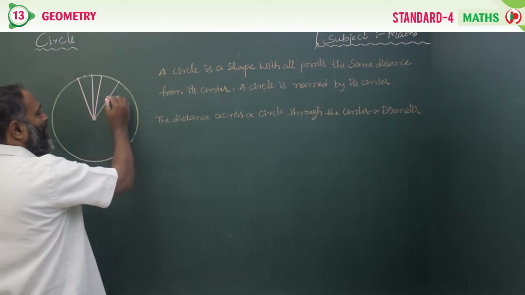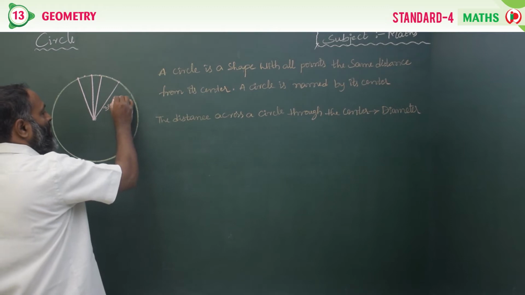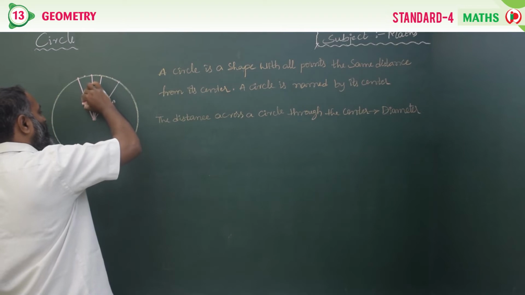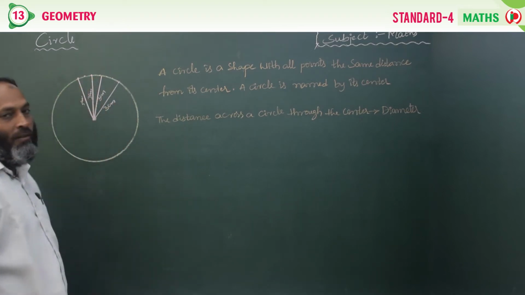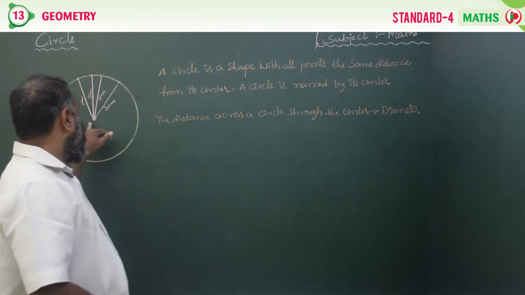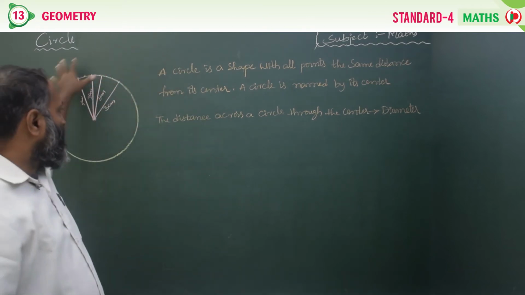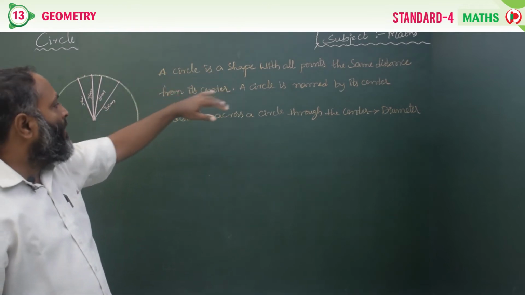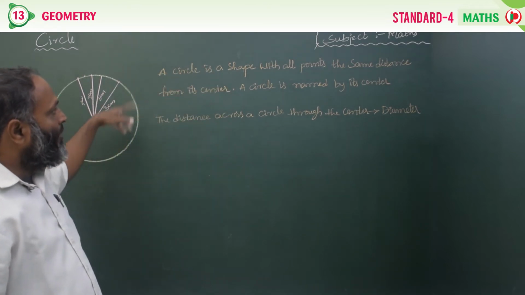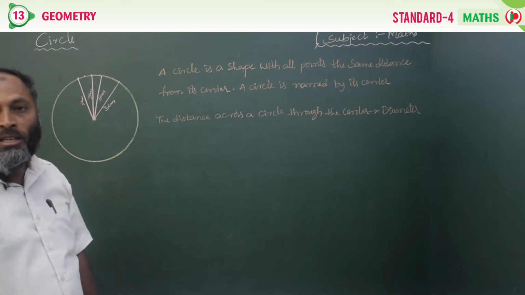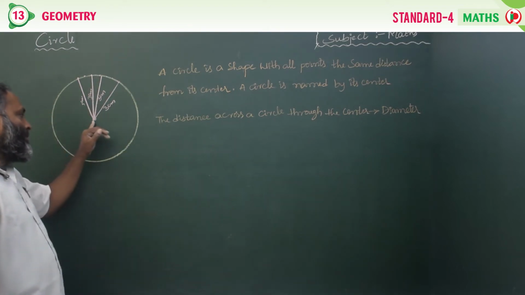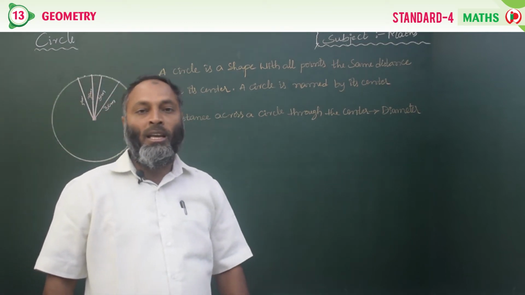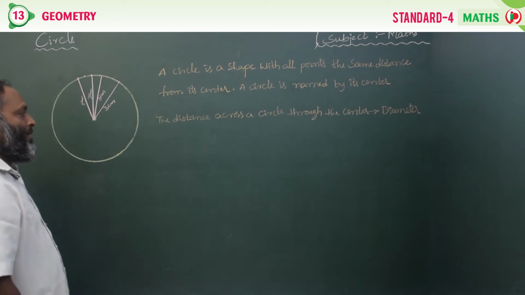Suppose from here to here is 3 centimeters, so this is also 3 centimeters, and this is also 3 centimeters. All are 3 centimeters, which means they are equidistant. So what is a circle? A circle is a shape where the distance from the center to the points on the circle is the same. They are equidistant.